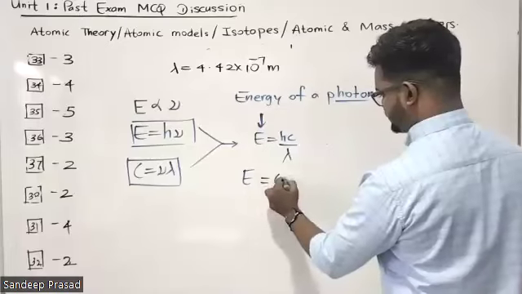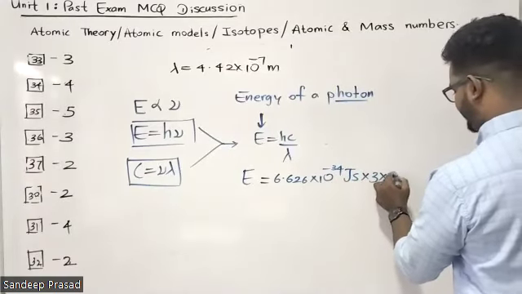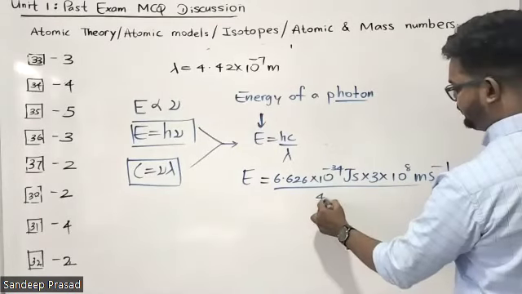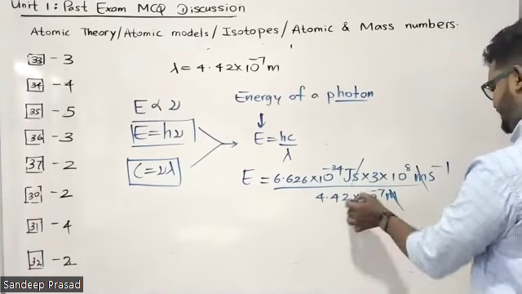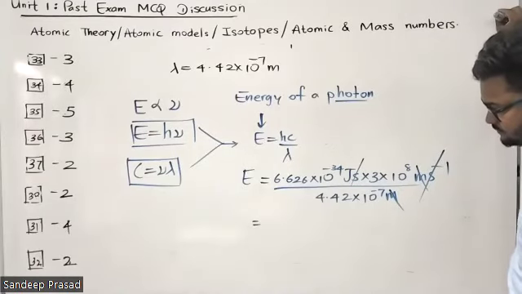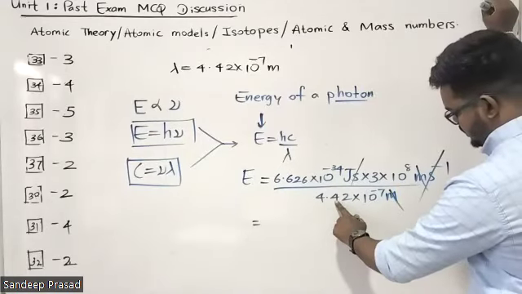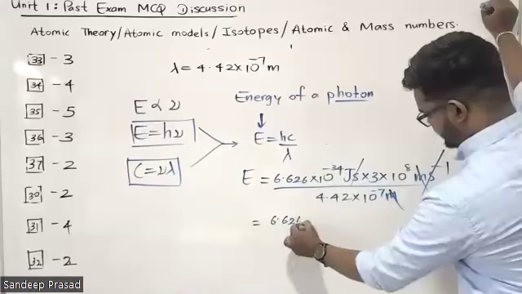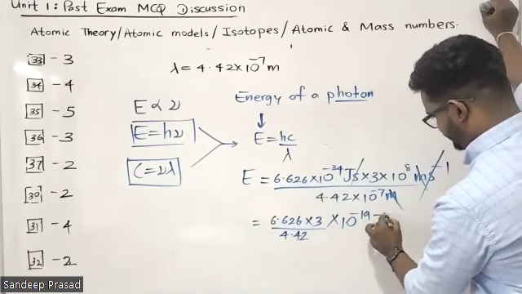We know that Planck's constant is 6.626 10 to the power minus 34 joule seconds. Velocity of light is 3 10 to the power 8 meters per second, divided by lambda, 4.42 10 to the power minus 7 meters. Meters will cancel off, second per second will cancel off. Is there anything simplifying here? Yeah. So we can say 6.626 multiplied by 3 divided by 4.42, and here we have 10 to the power minus 19 joules.